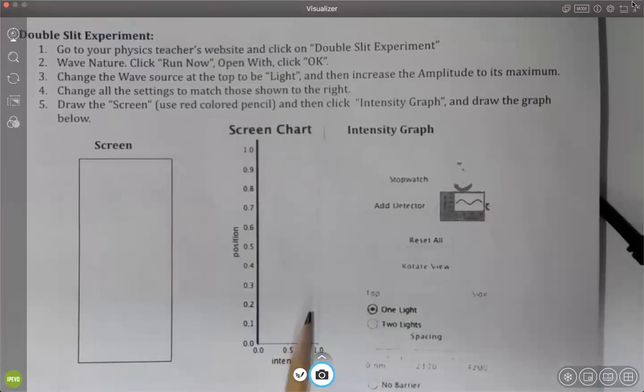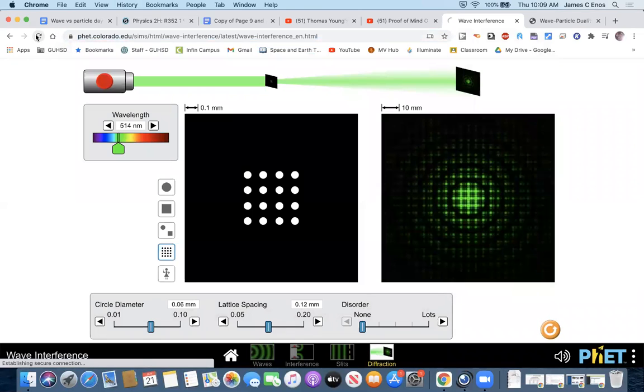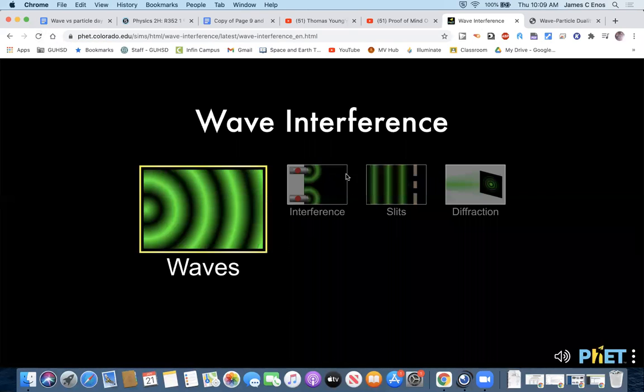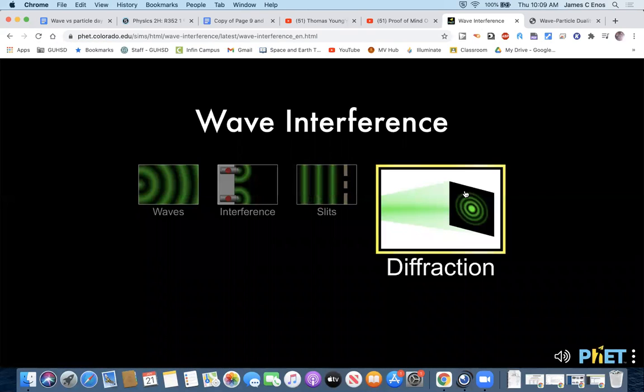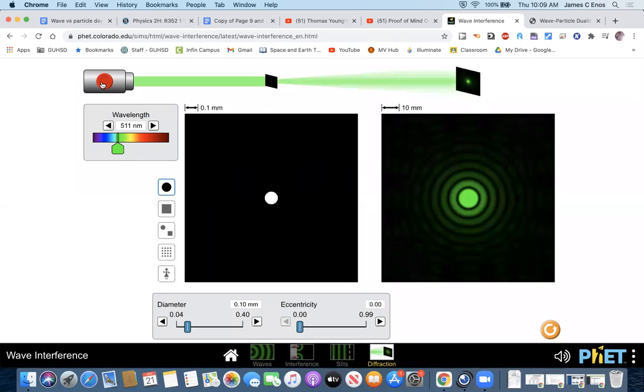And what I mean by that is once you get to this site, I want you to get to the diffraction spot. And from here, you've got to turn on the laser. And this left image, that's that screen. The right image is the screen chart. I know they don't look exactly the same, but that's okay.